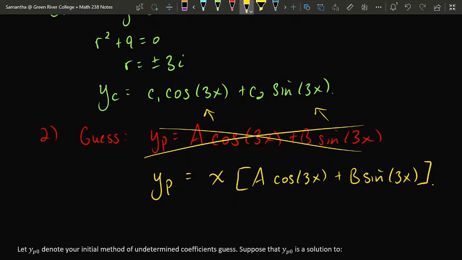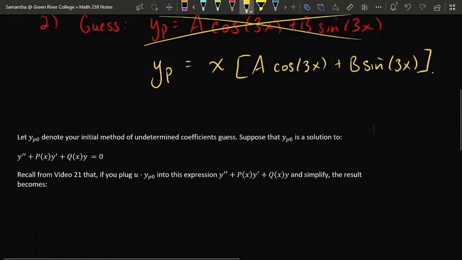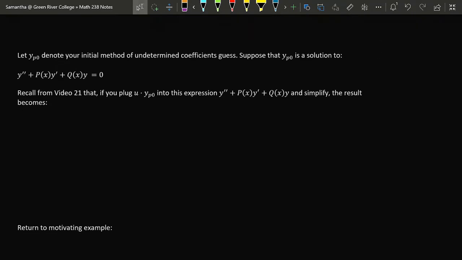some of the results that we got all the way back in video 21 when we talked about fast reduction of order. To set the stage, let's suppose that we have some initial guess at a particular solution that I might just call yp0, p for particular, 0 because it was our initial guess at a particular solution.